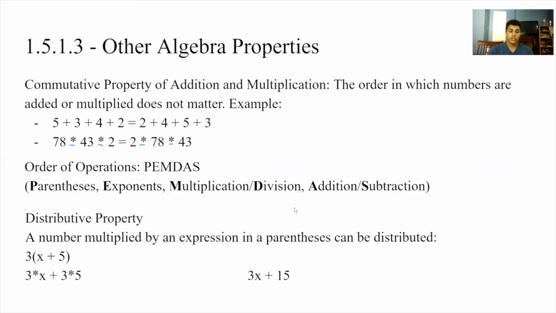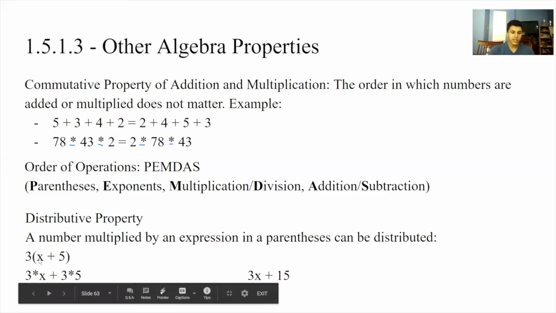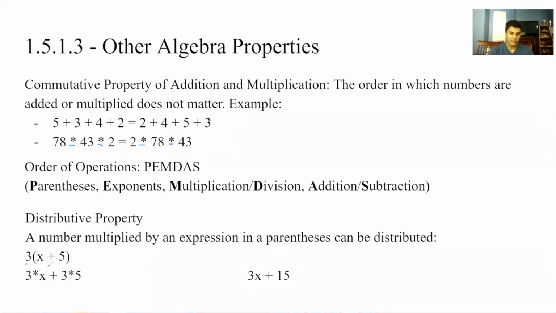And then the last thing, which is extremely important, is the distributive property, which says that a number multiplied by an expression in parentheses can be distributed. So here I have an example. Here's an expression in parentheses, x plus 5, right? So I have my parentheses and I have x plus 5. And outside of it, I have the number 3. Since this 3 is right next to this parentheses, it means that it's being multiplied by whatever's in the parentheses. So this simplifies to 3 times x plus 5.